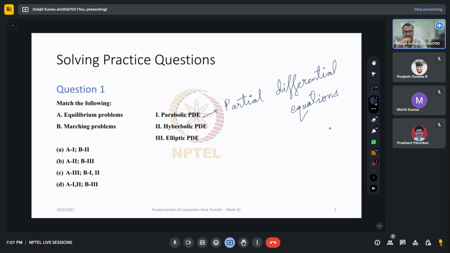Once you have figured out the correct combination, you can select the correct solution from the options given here. So we have 4 options here. Option A says A matches with 1 and B with 2. Option B says A2, B3. Option C is telling us that it should be A3 and B both 1 and 2. Or option D, which is telling us A should be matched with both 1 and 2 and B should be matched with 3. So there's no hurry, take your time, and once you've figured out the solution, you can either unmute and answer or type it in the chat box as well.